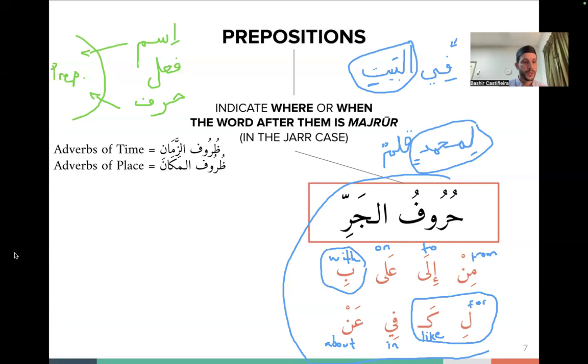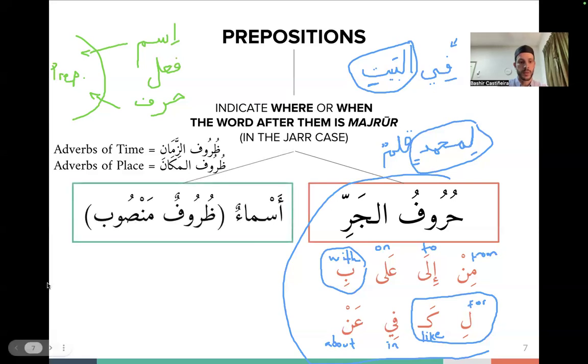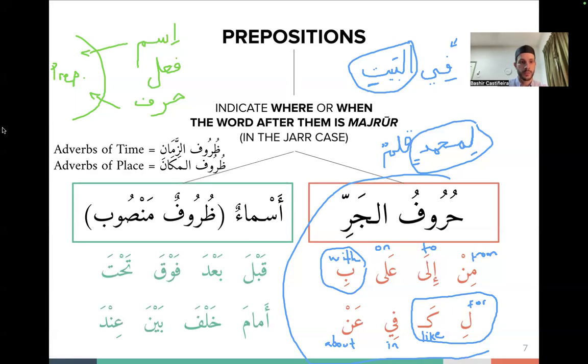All right, on the left, we have now the dhuruf. So the ones that are asma. Is that understood? Yes? All right. Asma. These ones fall under the category of ism. All right? They are asma. They are dhuruf. Dhuruf is the plural of dharf in Arabic. It could translate to adverbs. And you have 2 types, adverbs of time and adverbs of place.